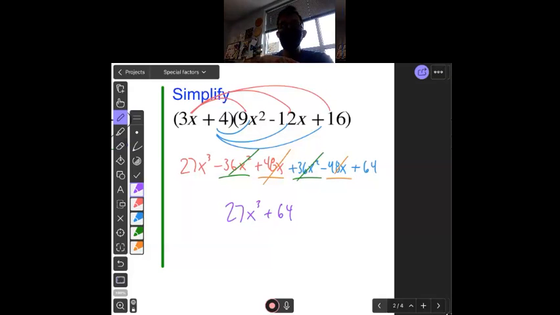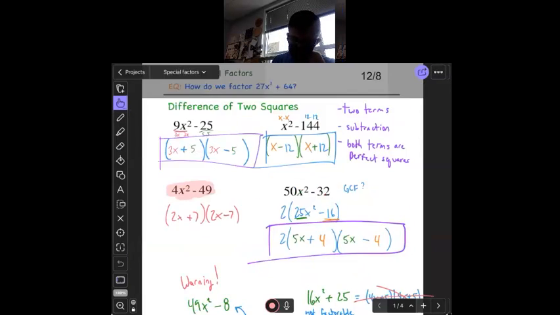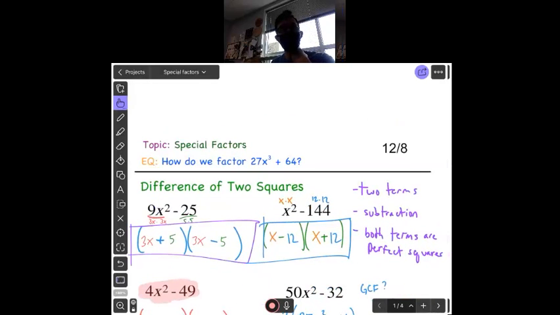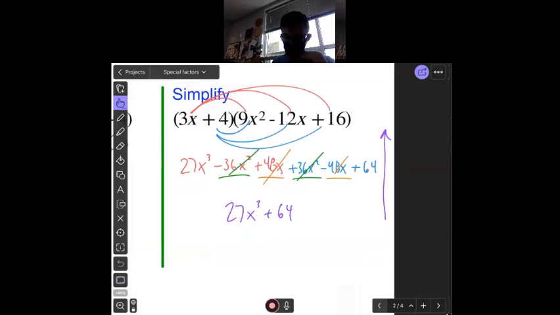Okay. But what I want to talk to you guys about is how do we do this? Right? And this is actually the essential question for today. If I go back to it, how do we factor 27x cubed plus 64? So how do we do that backwards? And so what it comes down to, right? So we can see that it is factorable. There are things that multiply together to be that.